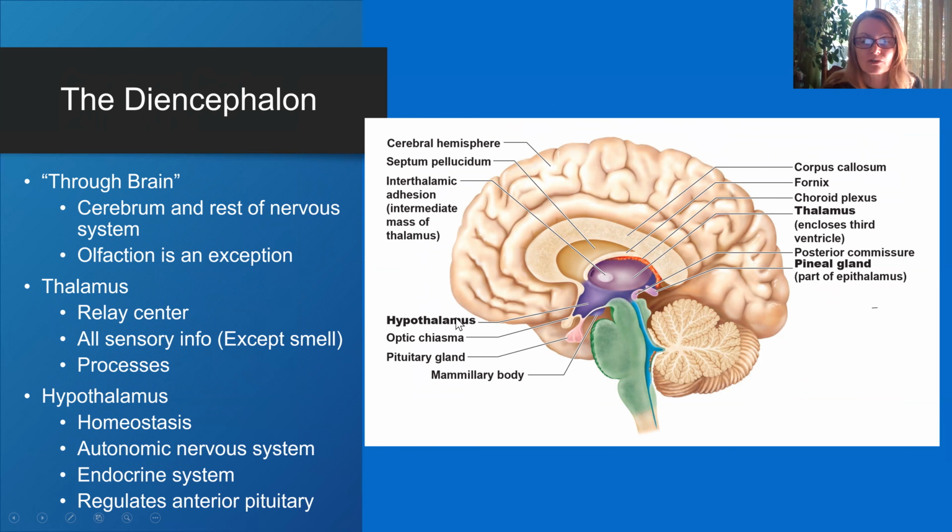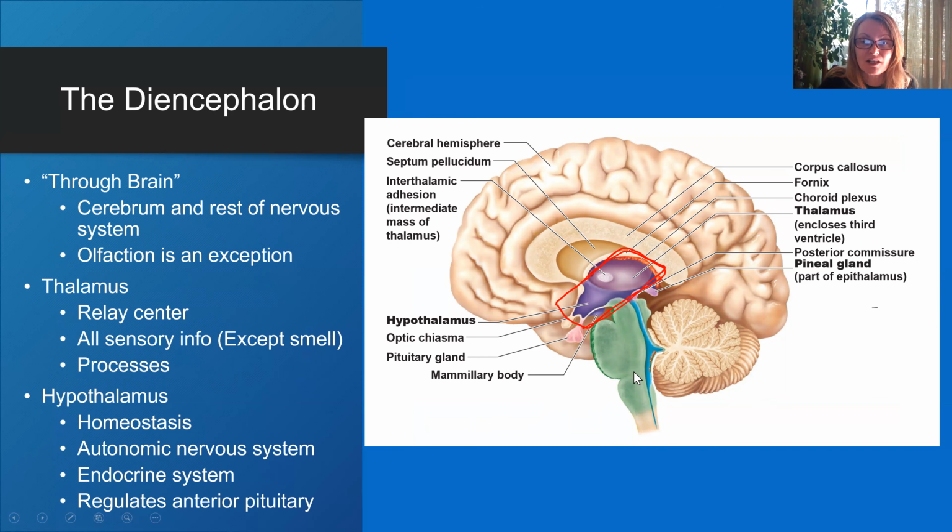And then we're moving to another part of your brain that is called diencephalon. So diencephalon would include the structures right here, right? So that would be our diencephalon. What it says here, through brain, means that all the information that reaches your cerebrum, or information that goes from your cerebrum to your spinal cord and to periphery, will go through diencephalon.